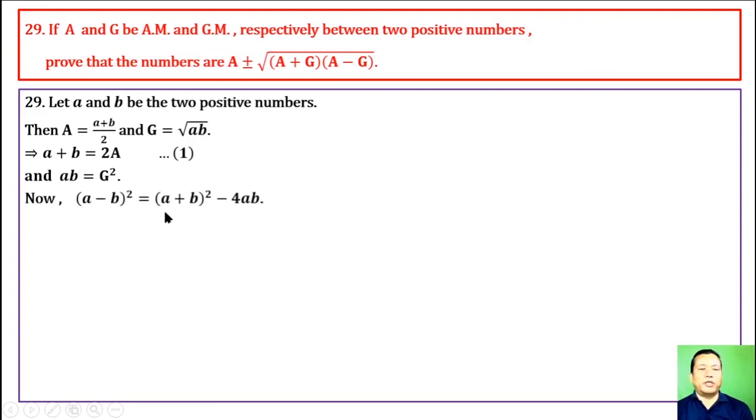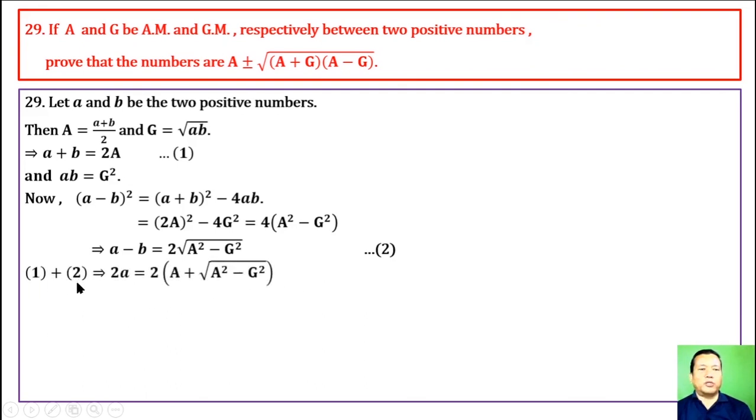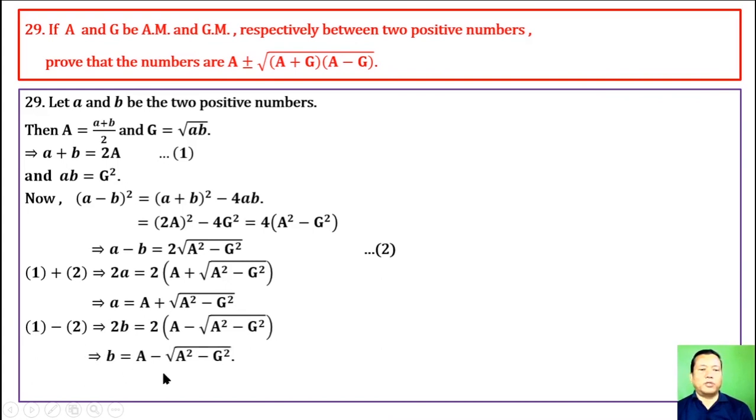Now a minus b whole square can be written as this. Put their respective values, that is a plus b equal to twice A and product ab equal to G square, and completing this, we get this. Therefore, a minus b is equal to 2 times of square root of A square minus G square, which is equation 2. Adding equation 1 and 2, we get twice a, cancelling plus b and minus b. In the right side, we get 2 times of A plus root over A square minus G square. Dividing by 2, we get a equal to A plus root over A square minus G square. Equation 1 minus equation 2 gives b equal to this.